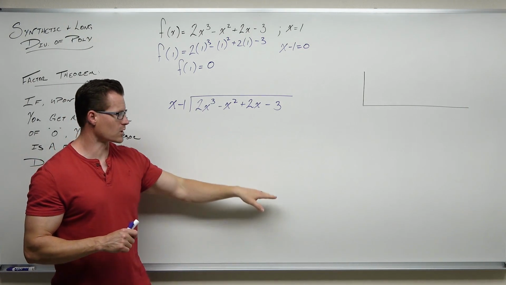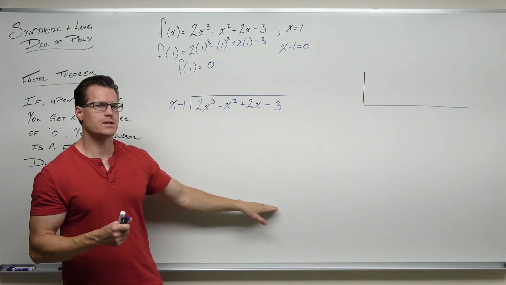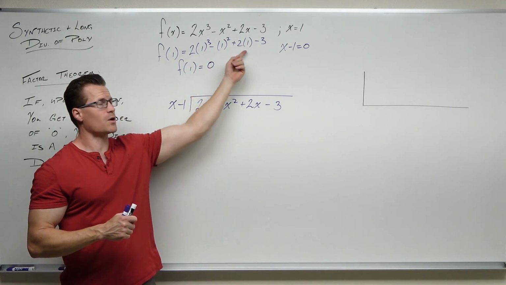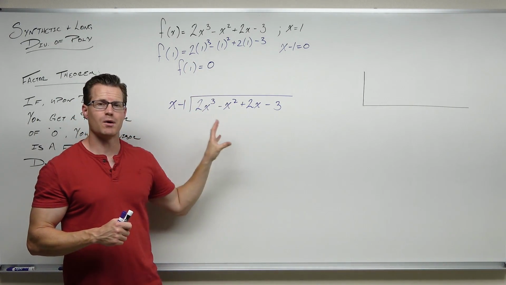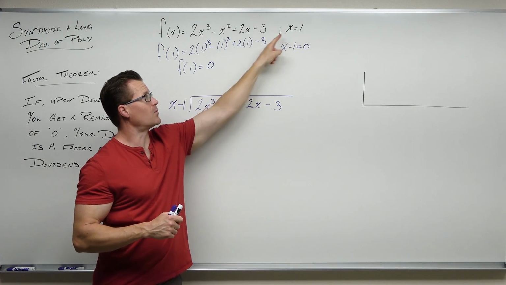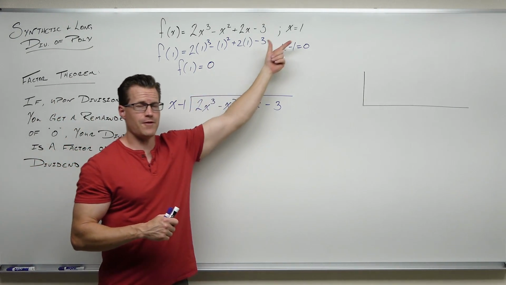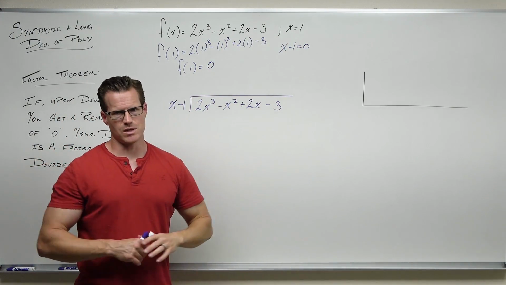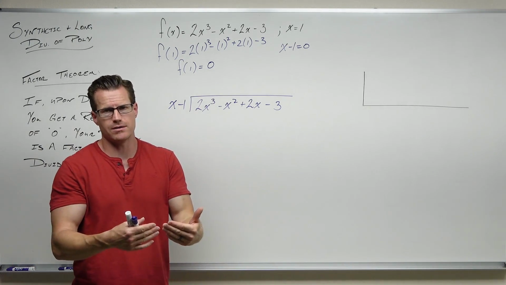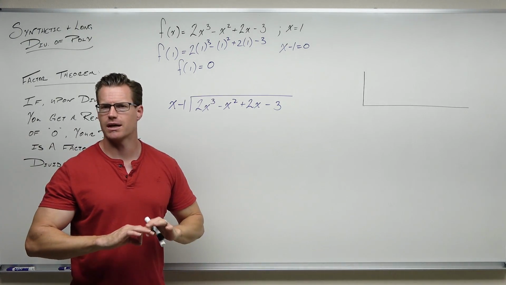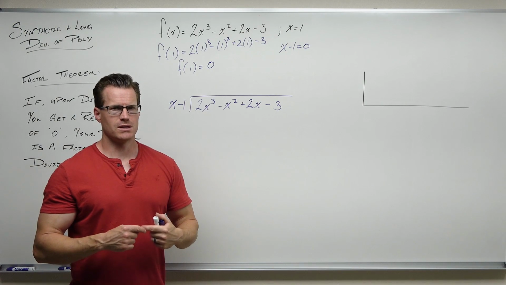So if I do all this work and I get not 0 down here, either I messed up on my evaluation or I messed up on my division. If you plug in this number and it gives you 0, then the factor that you create has to be a factor. Like it must divide this and give you a remainder of 0. 100% every time.